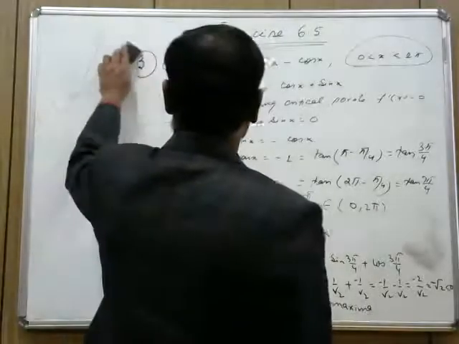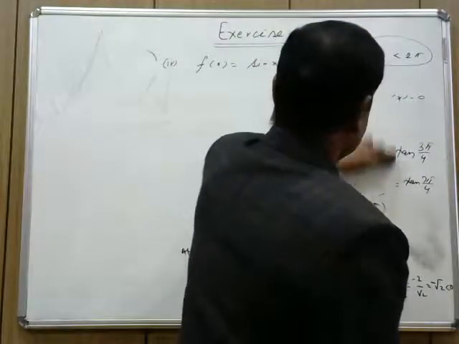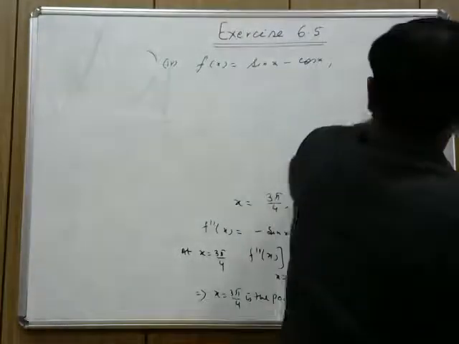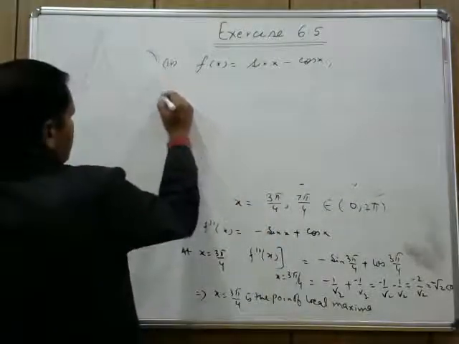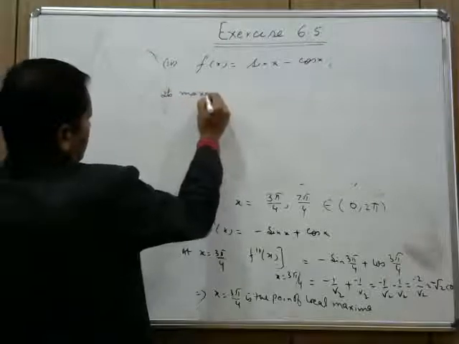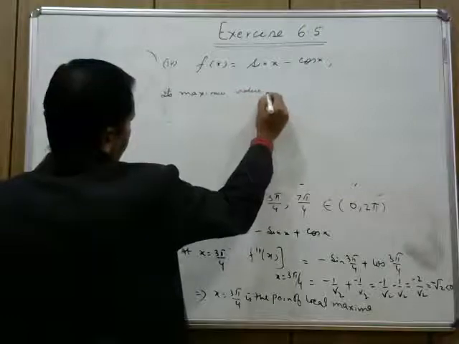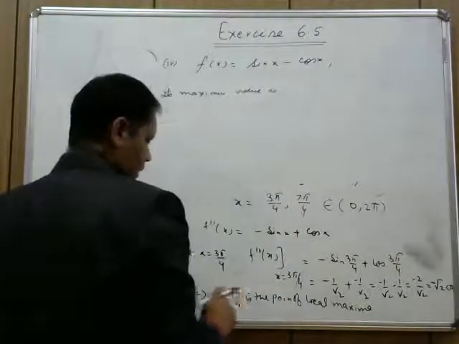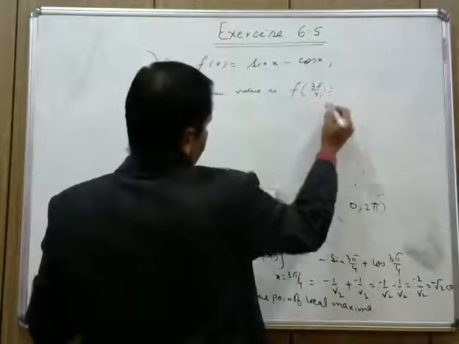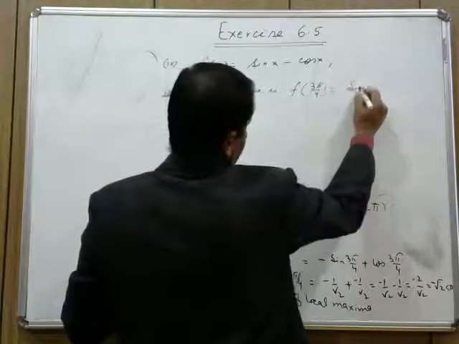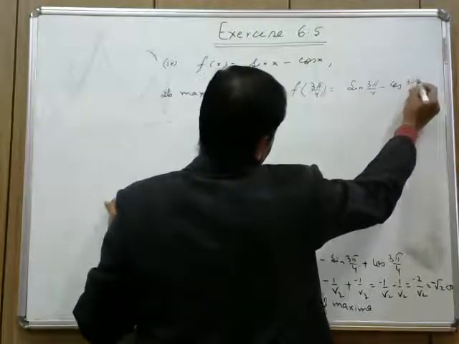And its maximum value is f of 3 pi by 4. F of 3 pi by 4 is equal to sin 3 pi by 4 minus cos 3 pi by 4.